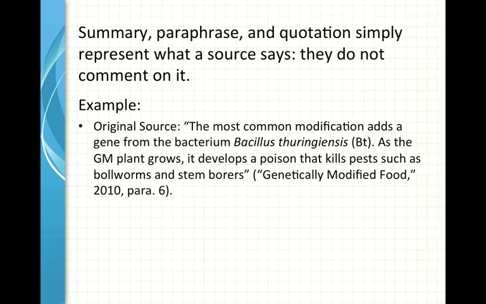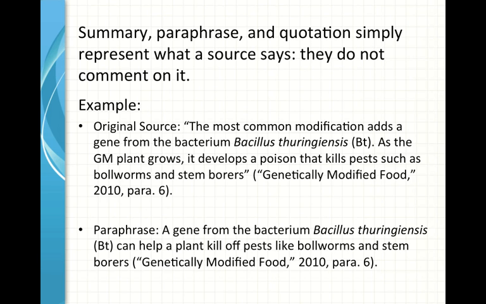Here's an example from the genetically modified food source you read for this module. The original source says, the most common modification adds a gene from the bacterium Bacillus thuringiensis, BT. As the GM plant grows, it develops a poison that kills pests, such as bollworms and stem borers. Here's my paraphrase. A gene from the bacterium Bacillus thuringiensis, BT, can help a plant kill off pests like bollworms and stem borers. And then my in-text citation, (Genetically Modified Food, 2010, para. 6).